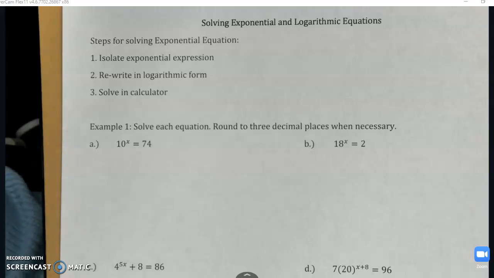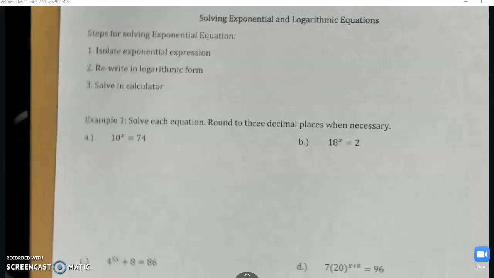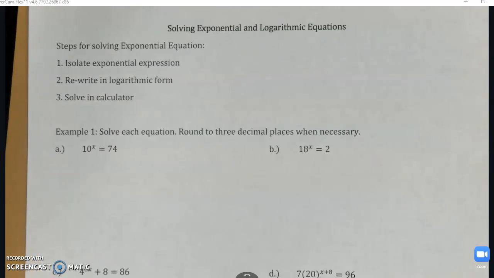Welcome back to another exciting day of Algebra 2. Today we are solving exponential and logarithmic equations.